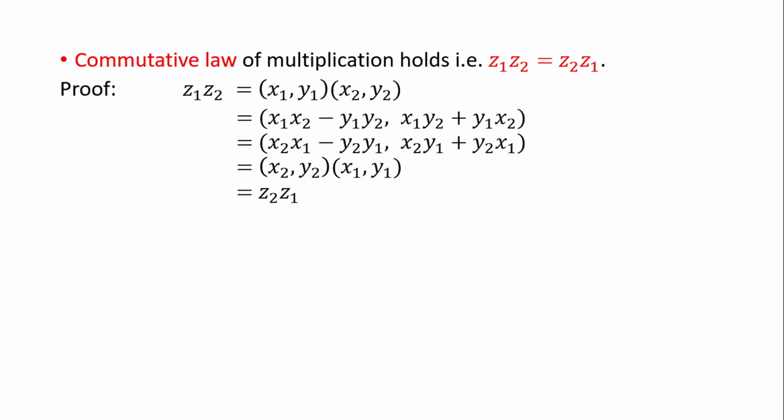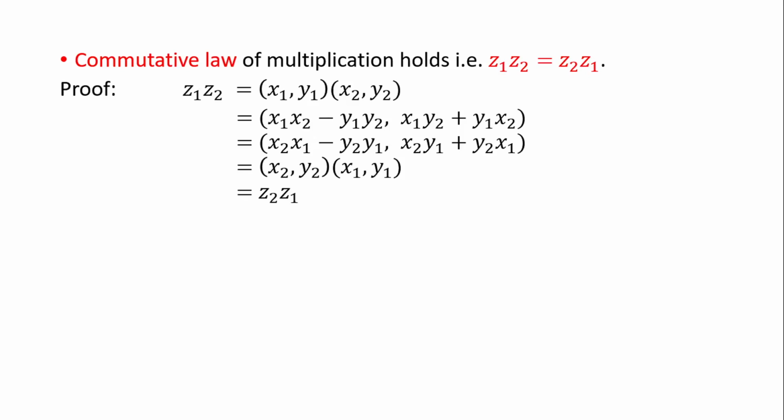So simply we have changed the order of numbers, exchanged the real numbers since they are commutative, and this is just X2 Y2 into X1 Y1, which is equal to Z2 into Z1. So Z1 Z2 equal to Z2 into Z1, that is proved. So this is called the commutative law of multiplication.